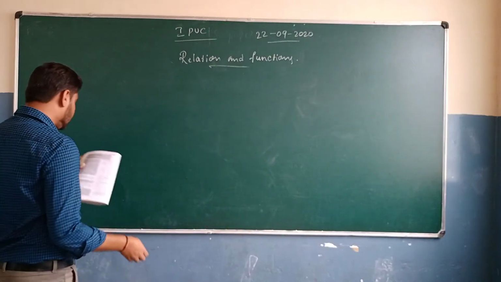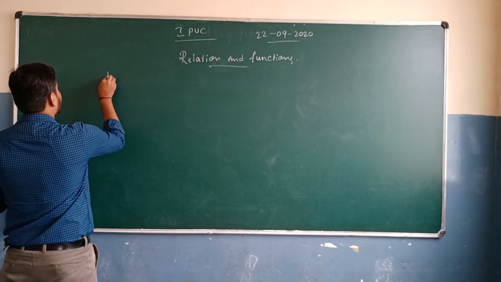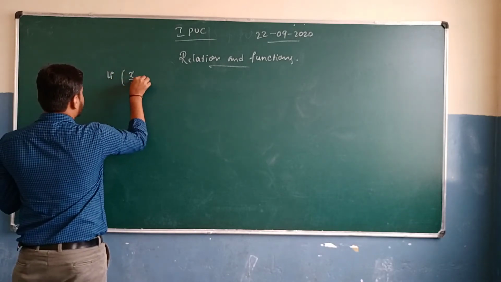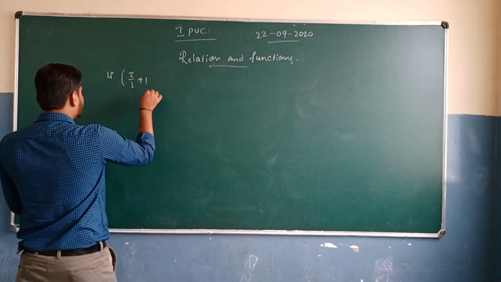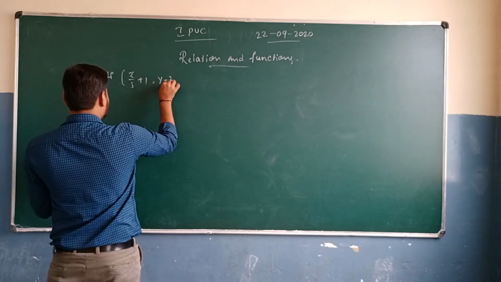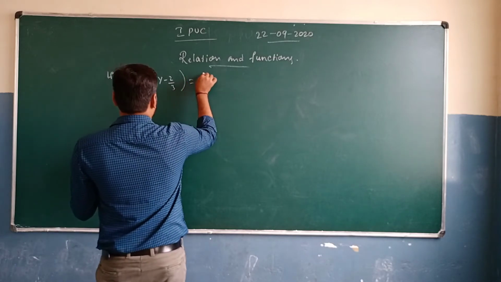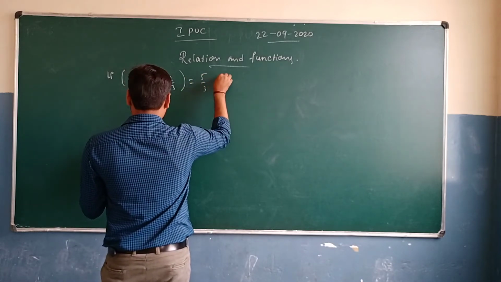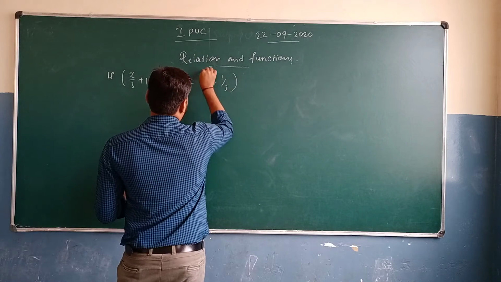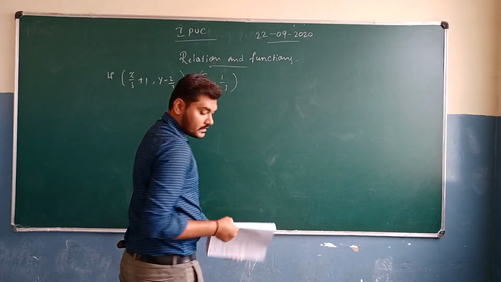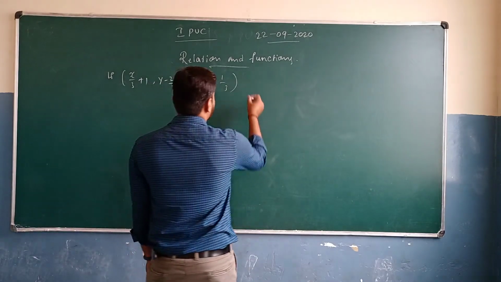Okay. So the next one is: if (x/3 + 1, y - 2/3) is equal to (5/3, 1/3), then find the values of x and y.